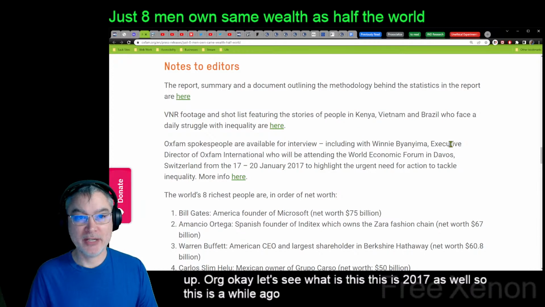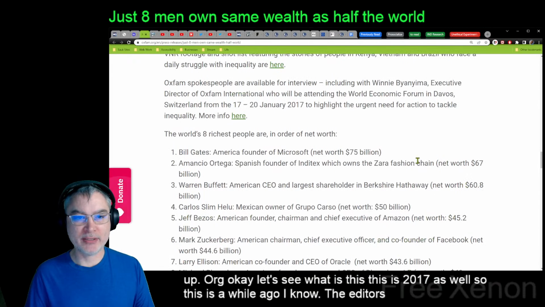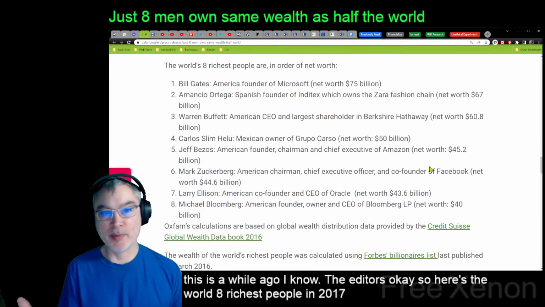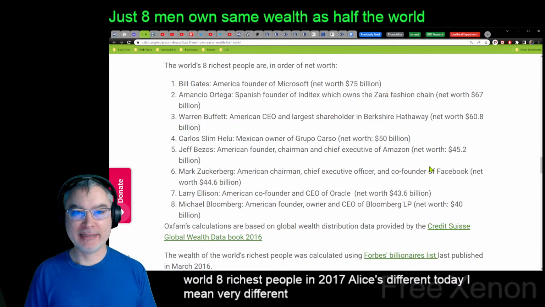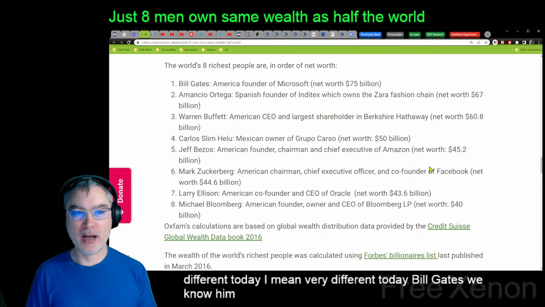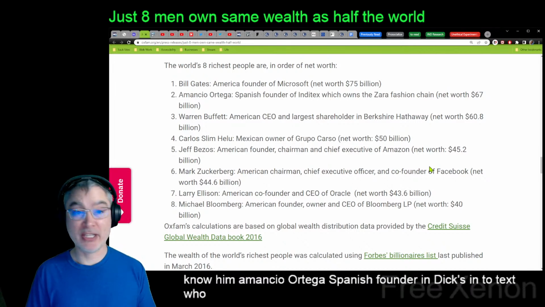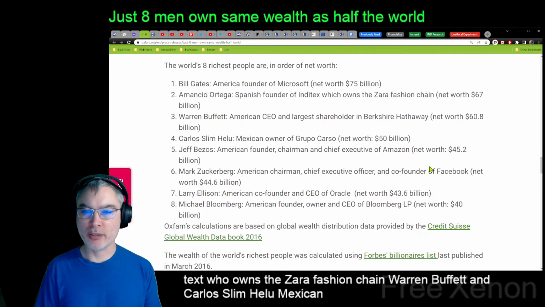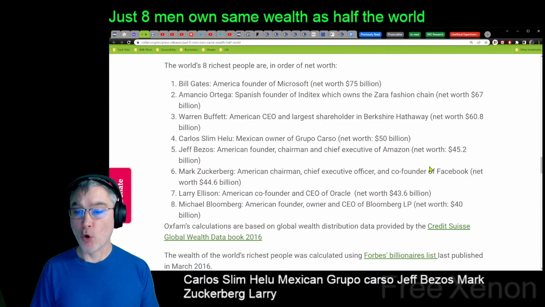Note to the editors. Okay, so here are the world's 8 richest people in 2017. This is going to be very different today. Bill Gates, we know him. Amancio Ortega, Spanish founder of Inditex, who owns the Zara fashion chain. Warren Buffett, Carlos Slim Helu, Mexican owner of Grupo Carso. Jeff Bezos, Mark Zuckerberg, Larry Ellison, American co-founder and CEO of Oracle.